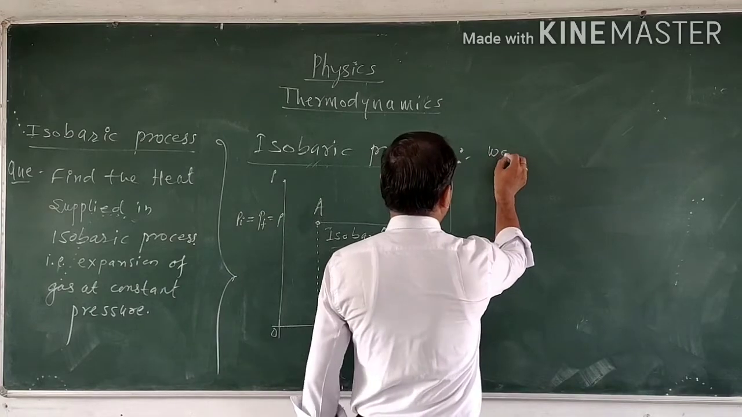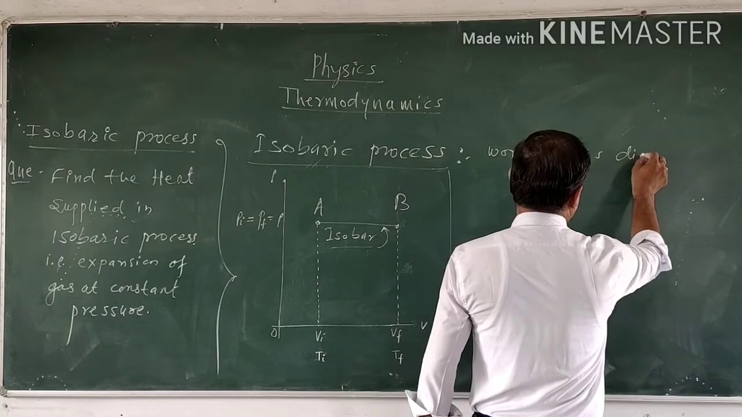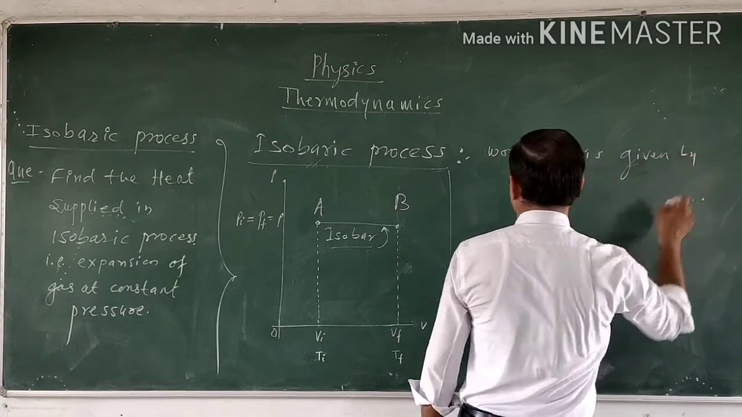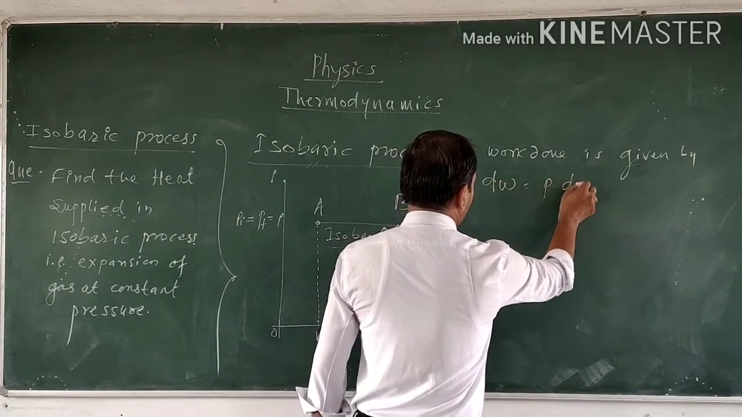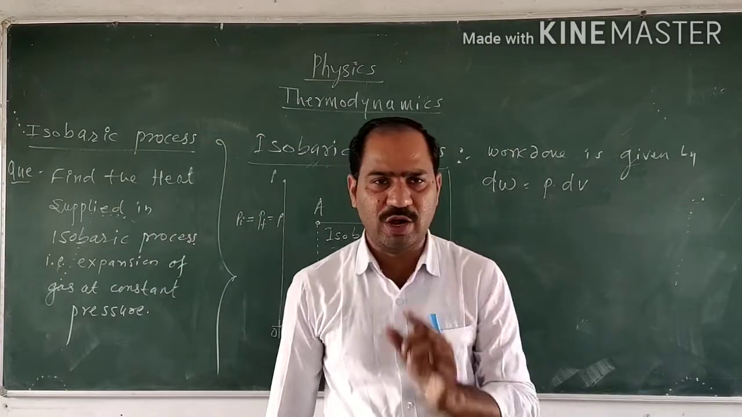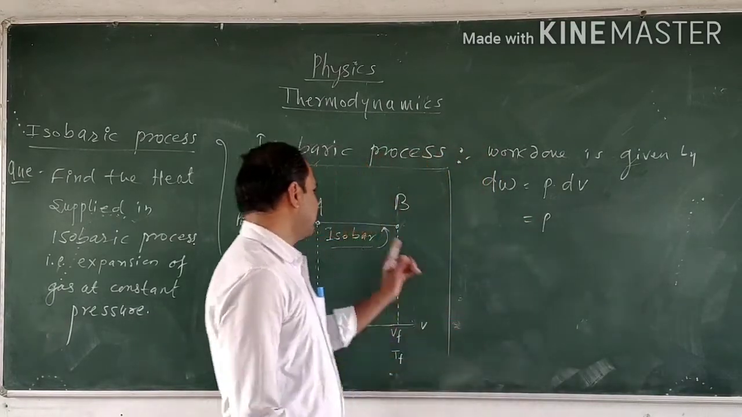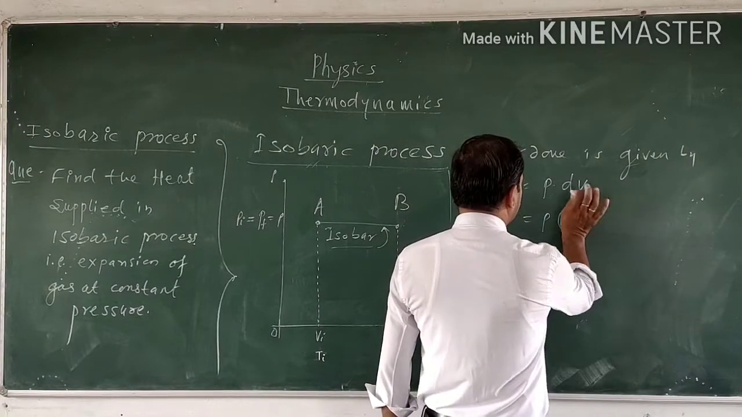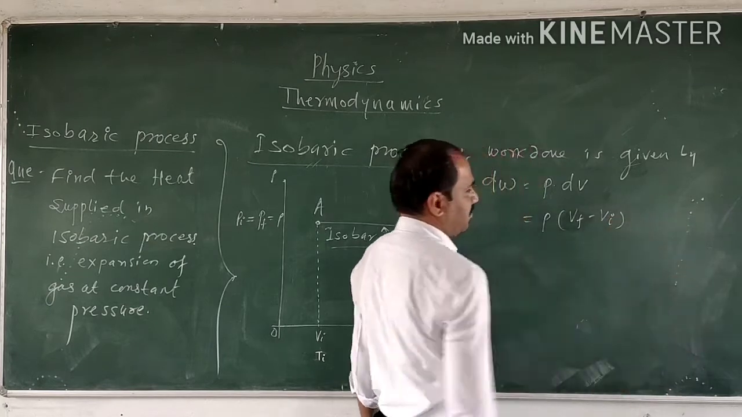Work done is given by, dW is equal to P into dV. Here P is the pressure, dV is the change in the volume. So we have to write here P is constant, pressure is kept constant. Therefore dV, the volume changes from its final value Vf minus initial value Vi.